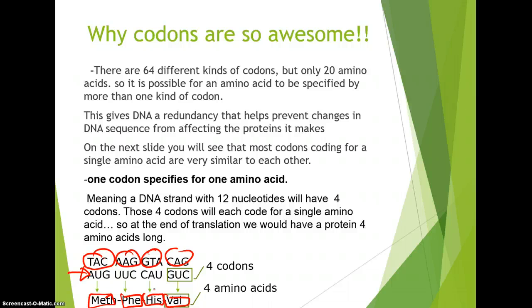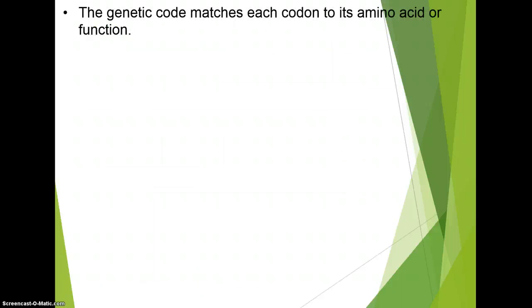If you have 3 codons, you're going to have 3 amino acids. Yes, it's 1 to 1. The genetic code matches each codon to its amino acid or function.